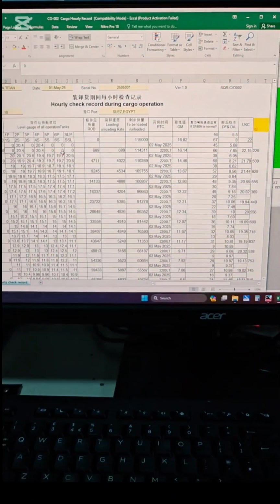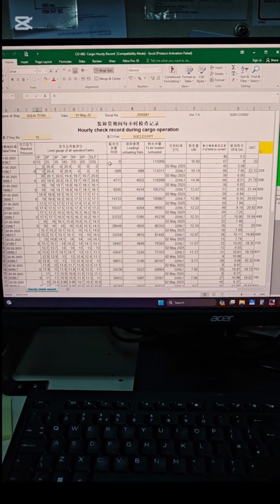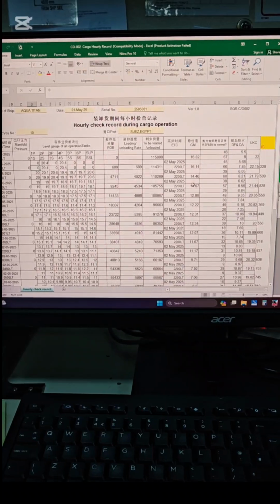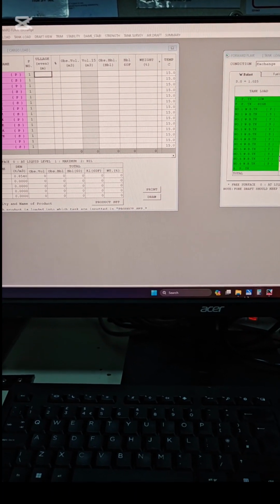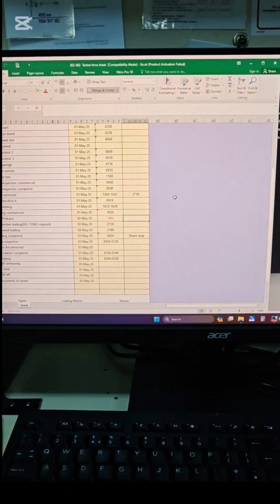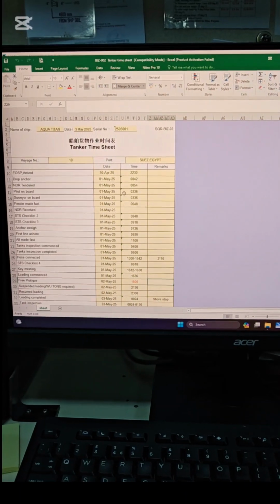This is the hourly record. Remember, this hourly record you have to maintain on board your ship every hour for the cargo operation. This is common for loading and discharging, loading time also, discharging time also. So this timing sheet also, for both loading and discharging, you have to fill up. Okay, you have to maintain this one. Remember.